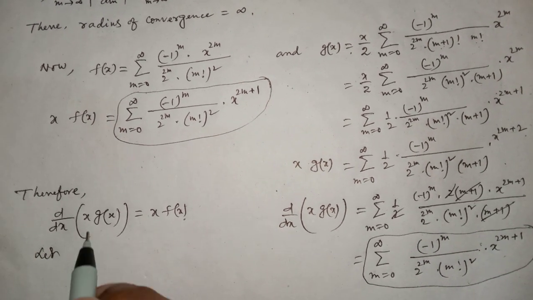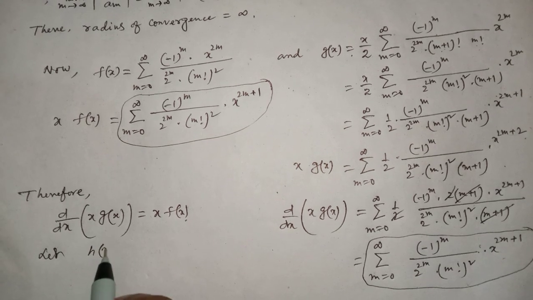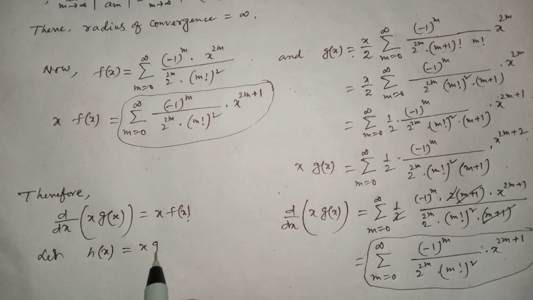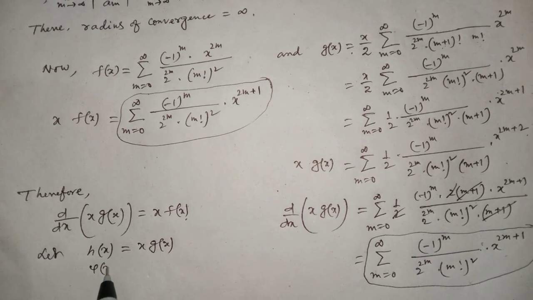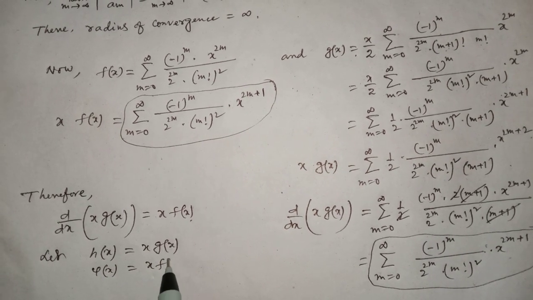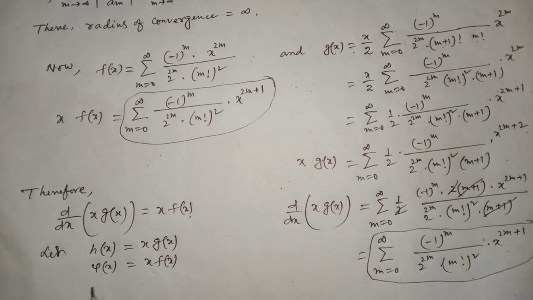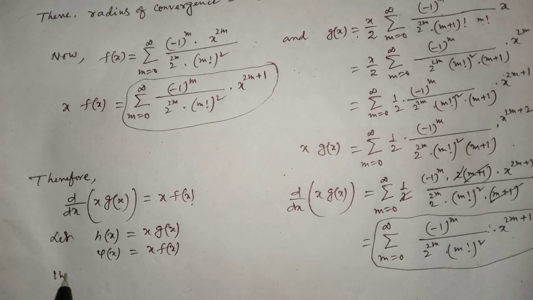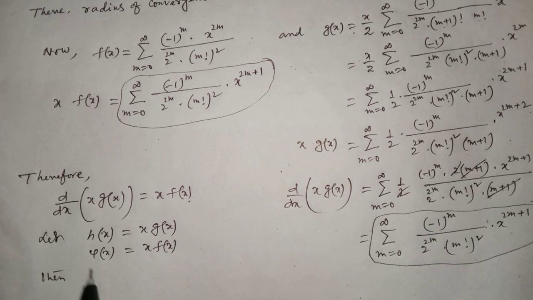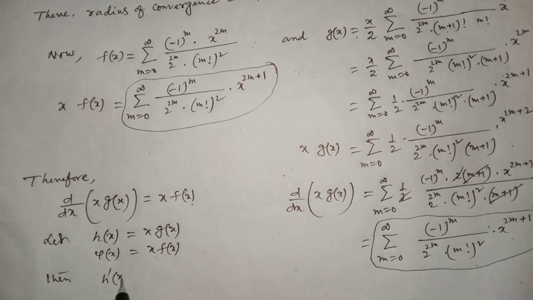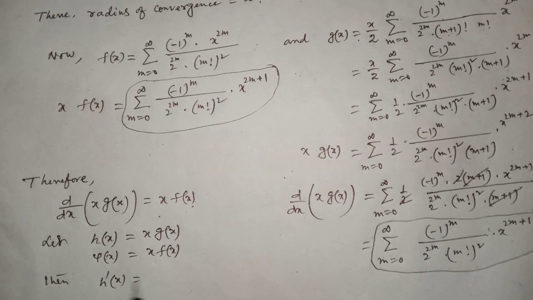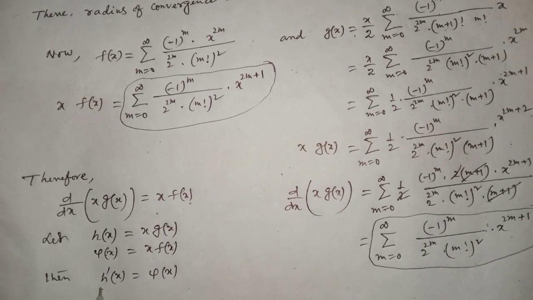Let h of x is equal to x g of x and phi of x is equal to x f of x. Then d by dx of h of x, meaning h dash x, is equal to x f of x, meaning phi of x.